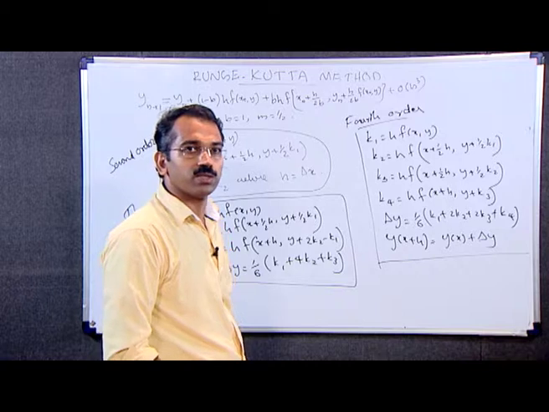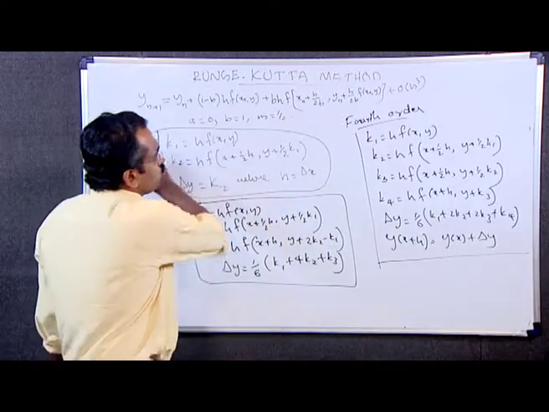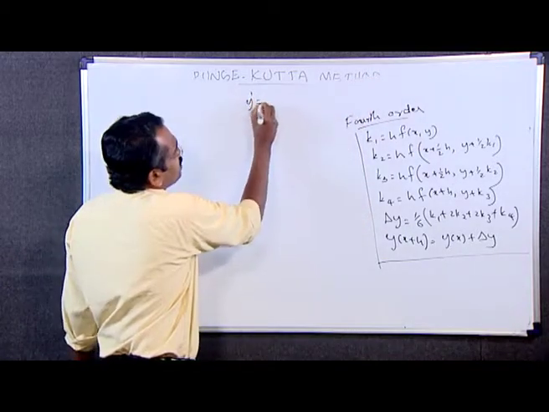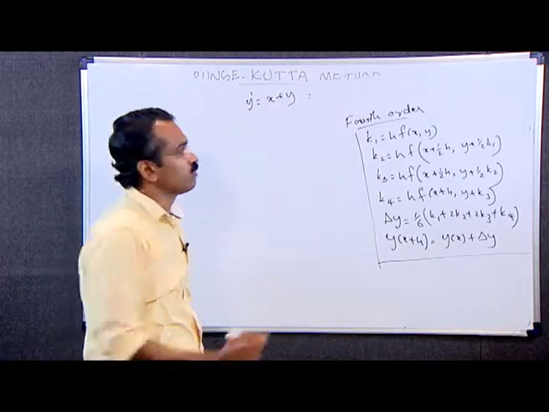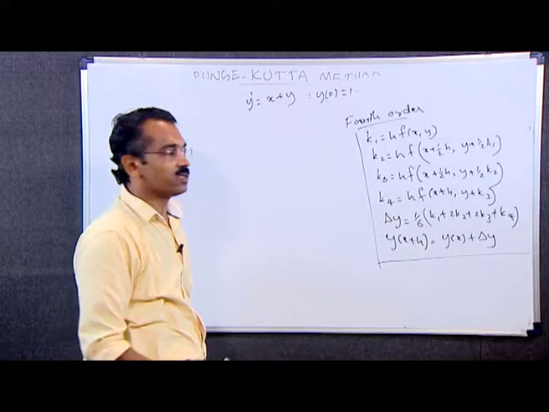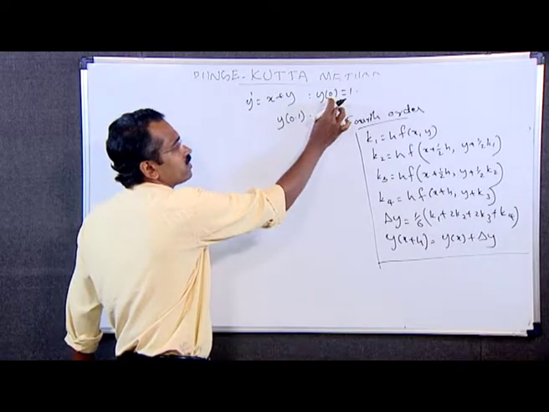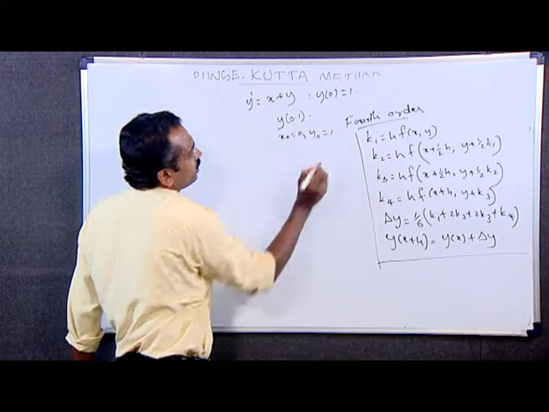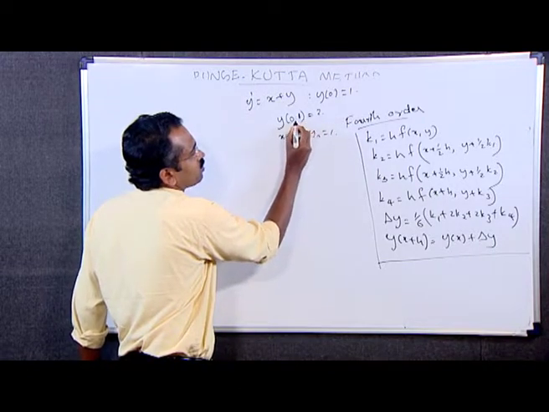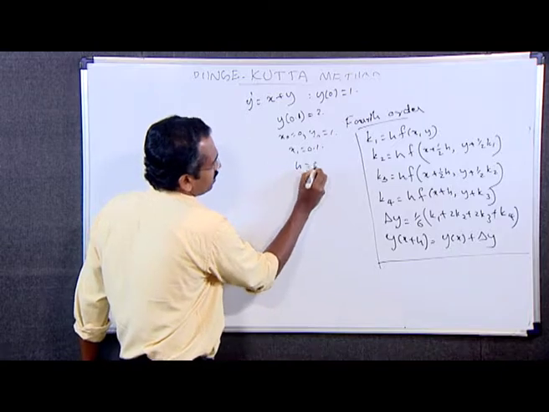Solve using Runge-Kutta method to find the solution of the differential equation y dash is equal to x plus y, given that y of 0 is equal to 1. We have to solve this differential equation to find the value of y of 0.1. Here x naught is taken as 0, y naught is 1. We want to find y of 0.1, means we can take x1 as 0.1. Here h is not mentioned, therefore we select h as 0.1.